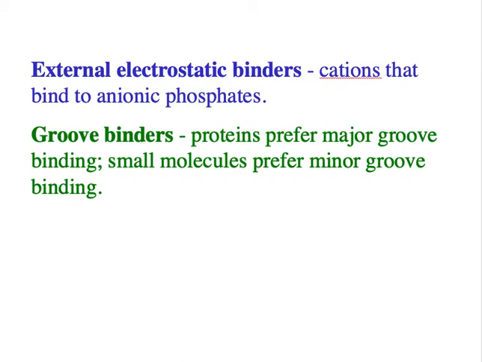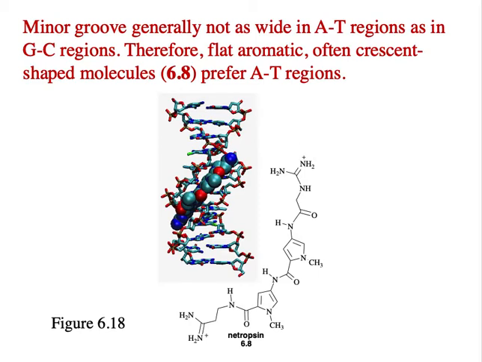So external electrostatic binders, so these are cations. The phosphodiester backbone has a lot of minus charges, so you want a cation to associate with it. Groove binders are basically molecules, be they protein or small molecules, that just fit real nicely into the grooves in the DNA base. An example of this is netropsin. This is a drug that's going to fit in with a minor groove.